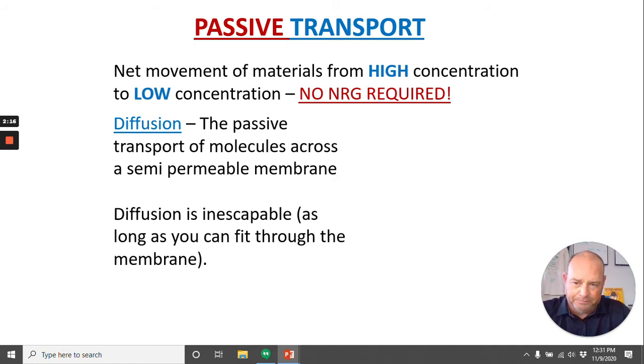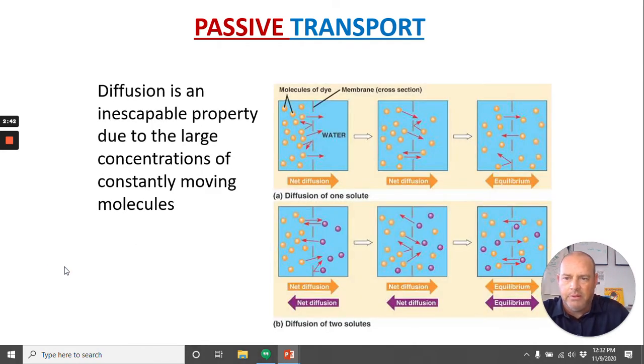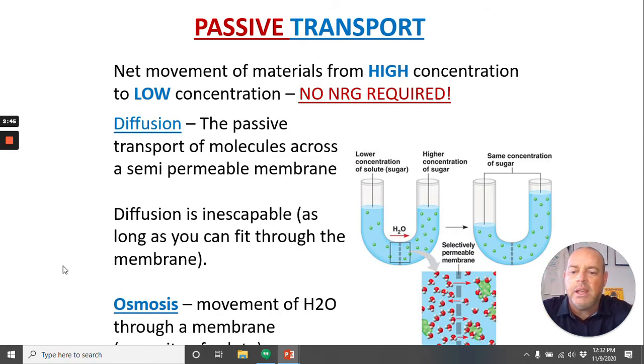So diffusion is one of the main types of passive transport. And these are molecules moving across the semi-permeable membrane. And it's pretty much inescapable as long as you can fit. So size has something to do with this, right? The size of the molecule has something to do with whether things can go across or not, okay? I'm not sure why that osmosis one is so low down there, but it's just going to be kind of low. But osmosis is really the same thing, except it's referring to water most of the time, or the solvents moving across a membrane, okay.